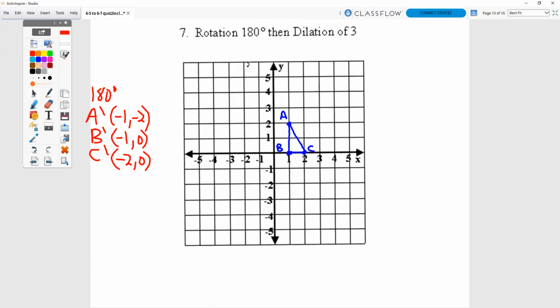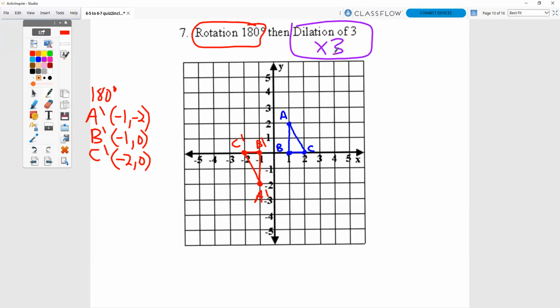And I'm going to graph the 180-degree rotation. So when I go to graph it, -1, -2 is right here. That's A prime. -1, 0, that's B prime. -2, 0, that's C prime. There's our 180-degree rotation. The next thing that we're going to do is a dilation of 3.